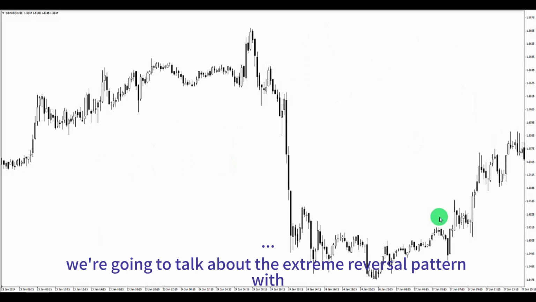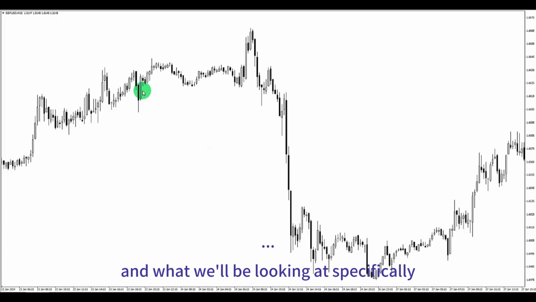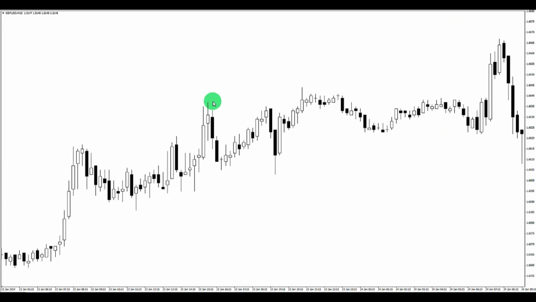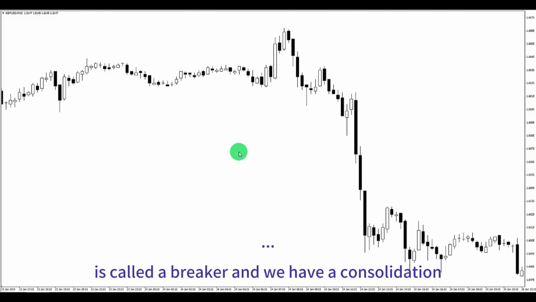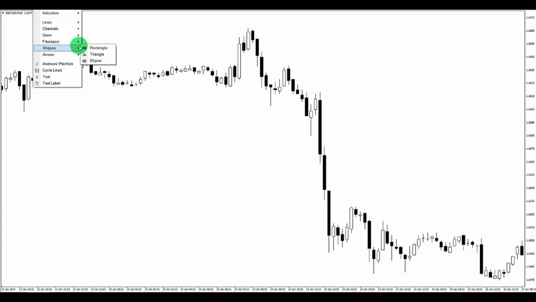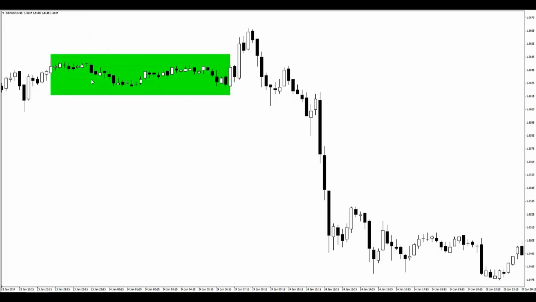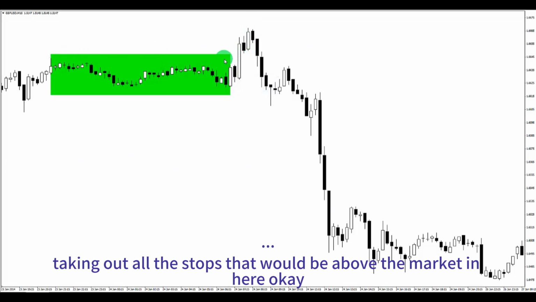We're going to talk about an extreme reversal pattern with the order block concept. What we're going to be looking at specifically is called a breaker. And we have a consolidation in here. Price is in consolidation. It breaks up, driving higher, taking out all the stops that would be above the market in here.